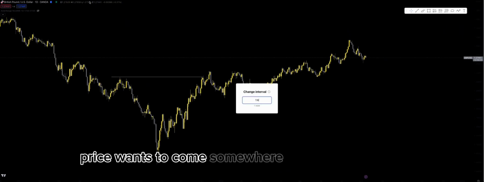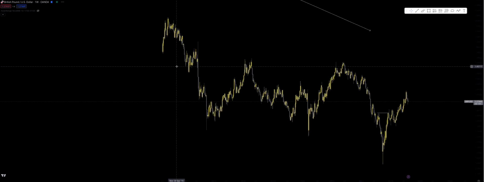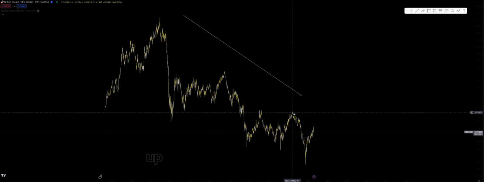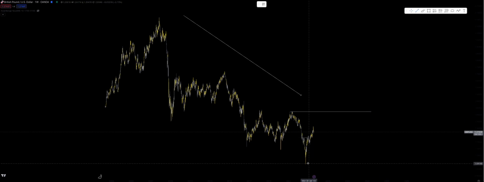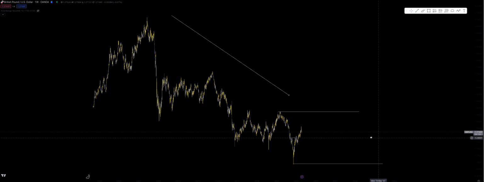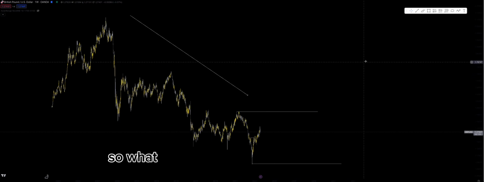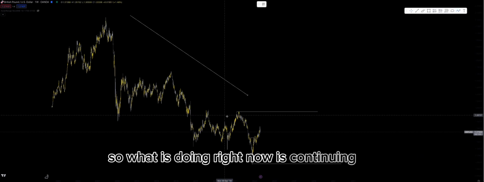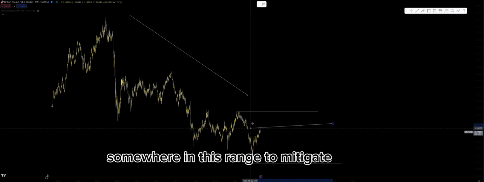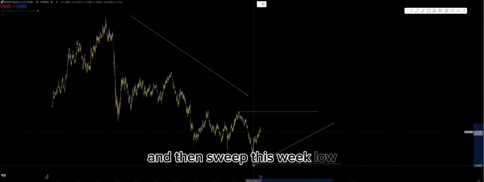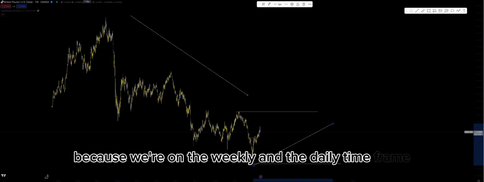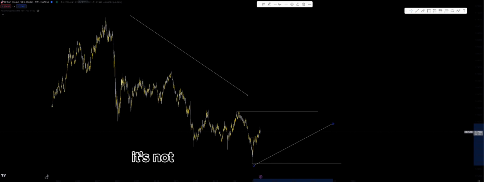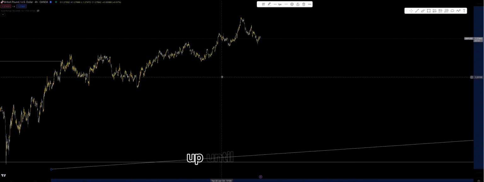Price wants to come somewhere in this entire range up here. So if I say this is a high and then this is a low, price is trading within that range. So what it's doing right now is continuing up somewhere in this range to mitigate a zone and then sweep this weekly low. However, that will take a very long time because we're on the weekly and the daily time frame. Okay, so that means it's not a bad shout to look for a long up until that point.